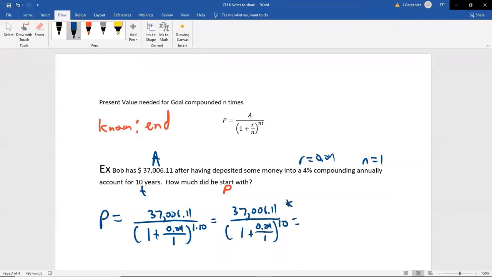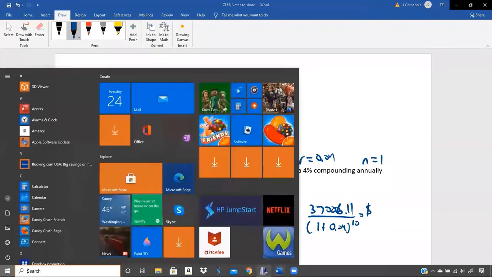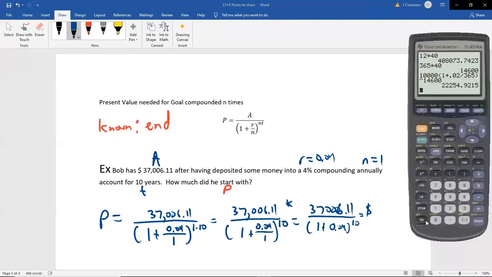Now again, just for an alternate version, if you don't write the divided by 1 because you know you don't need to, that's what you get. So 37,006.11 divided by parentheses 1 plus 0.04. I'll type it in both ways, so I'll do this middle one first. So divided by 1, close it, raise it to the 10th power, hit enter.